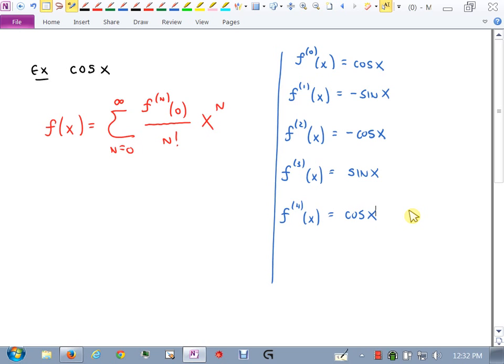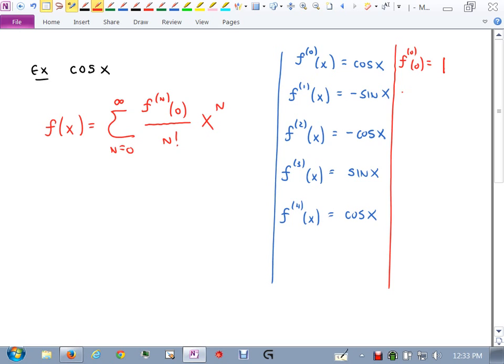Now, next to this, and I didn't leave myself a lot of room, aren't we going to take that 0th derivative and plug in 0? Aren't we going to do that over here when we start letting n be 0, then 1, then 2, then 3, then 4, right? So what would happen if I plug 0 into this? What would I get? What's cosine of 0? One.